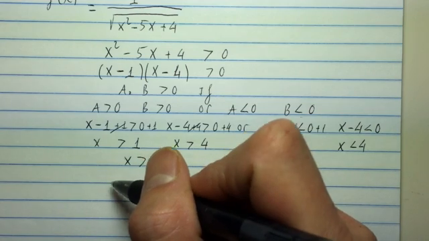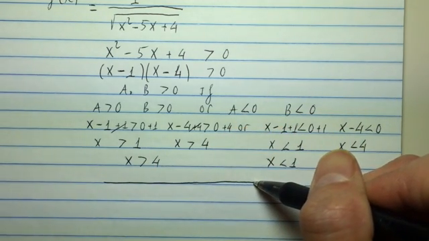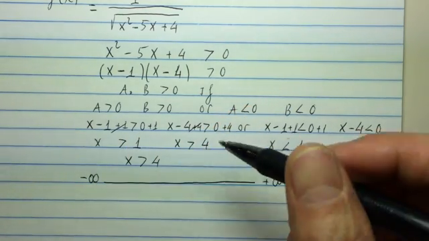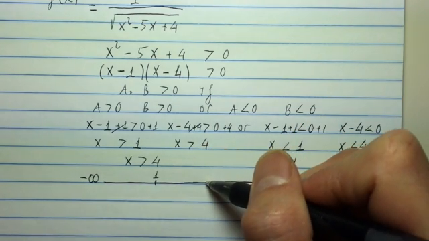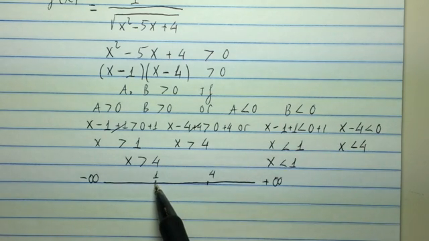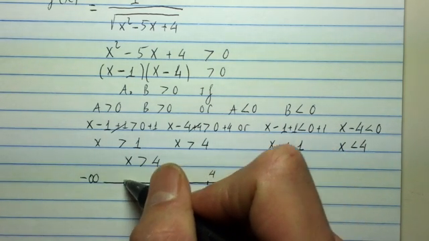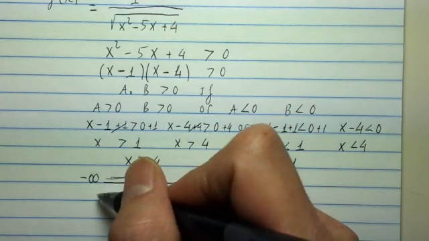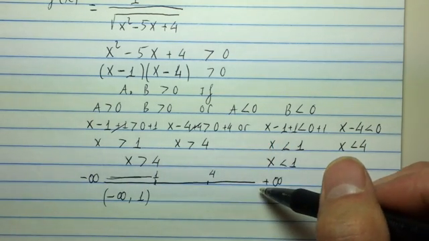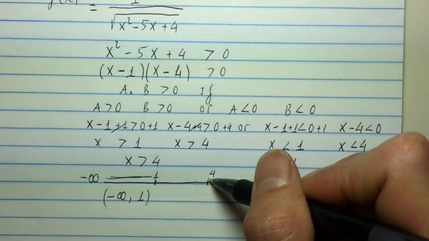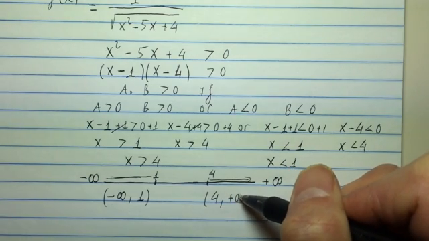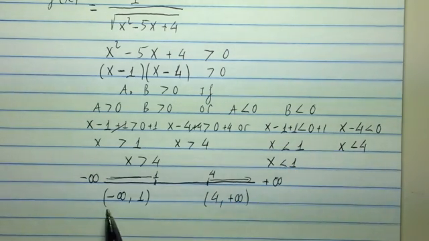So I need to find the domain. For 1 and 4: x less than 1, so any value from 1 to minus infinity, so the range from minus infinity to 1. And x greater than 4, so any value from 4 to plus infinity. So this is the domain of my function.